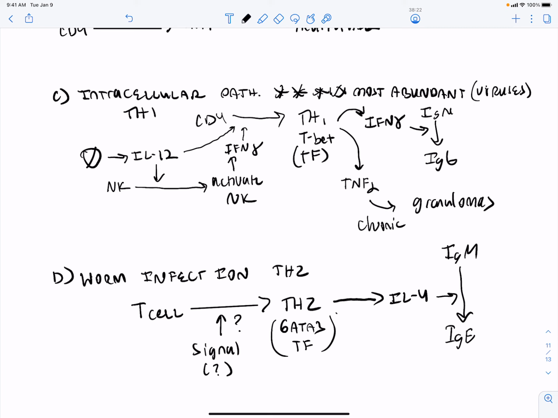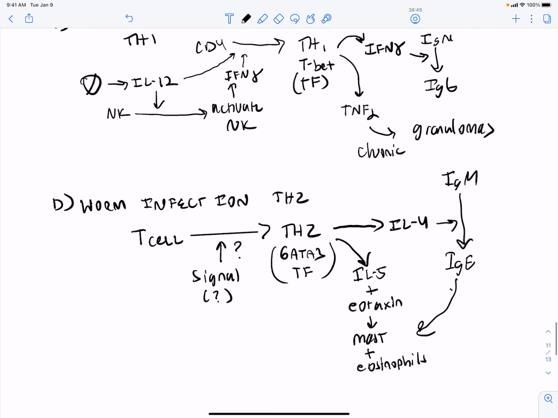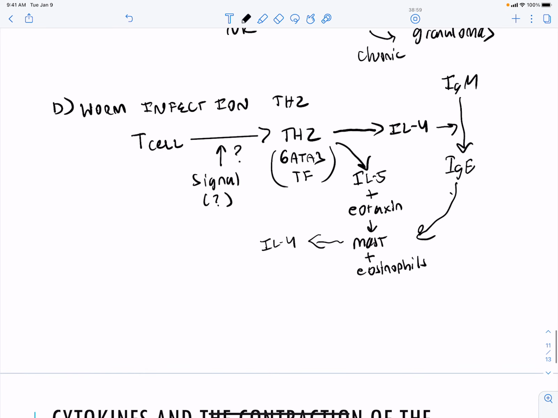You also get IL-5 release from a Th2, and IL-5 plus eotaxin is going to recruit mast cells and eosinophils. And of course, IgE will play a role in this too, and mast cells will make IL-4. So they'll continue to drive this Th2 response, once the mast cells become activated.